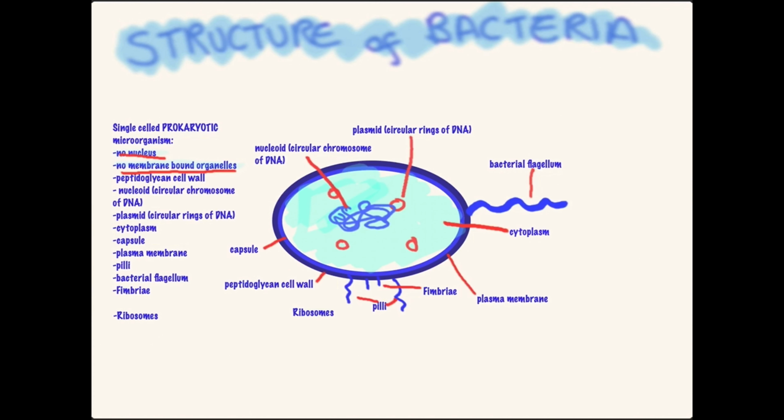Oh, and can't forget ribosomes. The ribosomes in prokaryotic cells will be 70S ribosomes, whilst in eukaryotic cells we will see 80S ribosomes. Some prokaryotic cells also have mesosomes or photosynthetic lamellae, but not all of them.